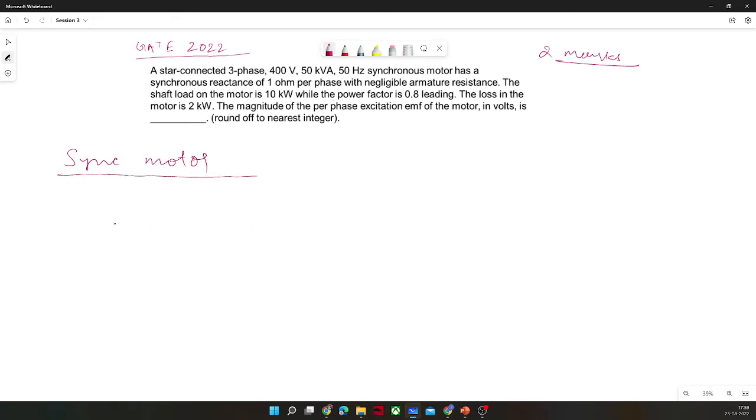In motor, we give some input. That input could be, or generally it is electrical input. After that, there would be some powers developed at armature, and this input we can call input power, whatever we are providing, 3 VI. And after this, there would be some losses here as well.